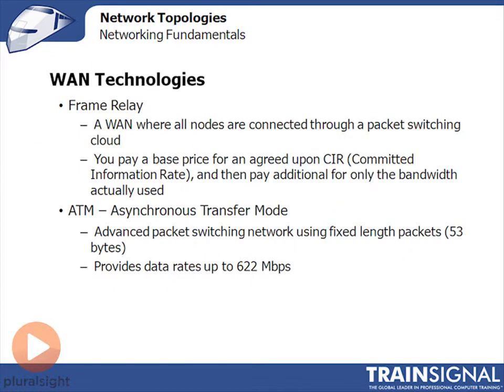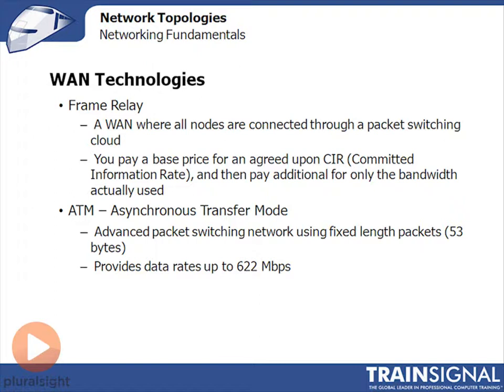We had frame relay technology. This is a WAN where all nodes are connected through a packet switching cloud. And here was the big deal with this particular technology. You pay a base price for an agreed upon CIR, or committed information rate, right? So you have your base price, which gives you a guaranteed minimum speed, right? So you'd figure out during slow times, I still need to have connectivity at a base speed, and I'll pay you an amount for that.